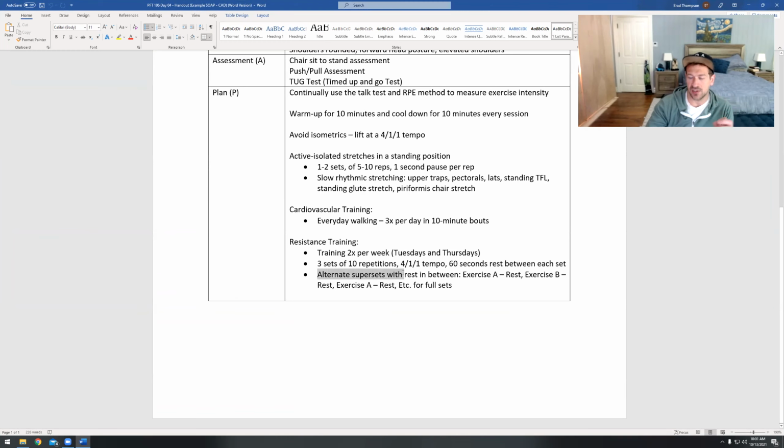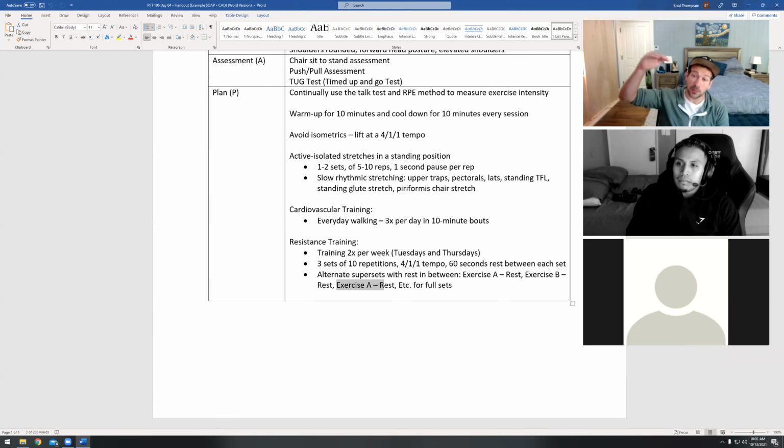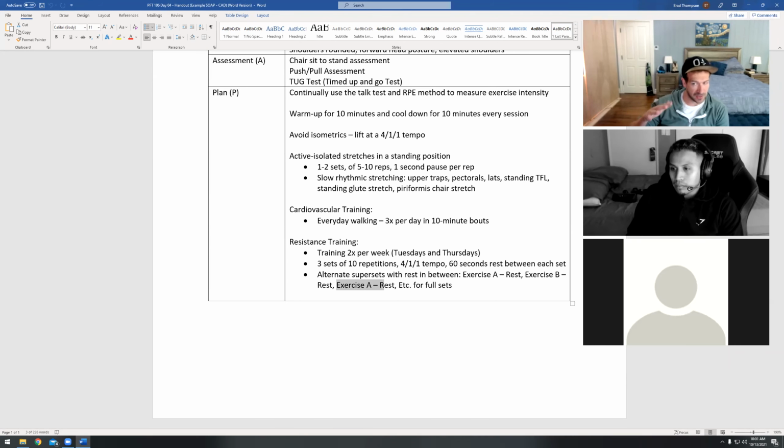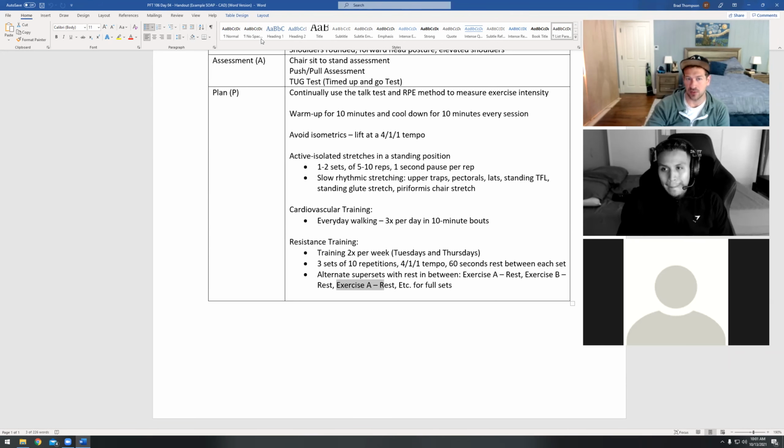He's going to alternate supersets, but he is going to take rest. So he's going to do exercise A, then he's going to rest. Then he'll go do exercise B, and then he's going to rest. A, rest, etc. And A will be upper body, B will be lower body. And so we will get a little bit of that benefit without pushing him too hard.